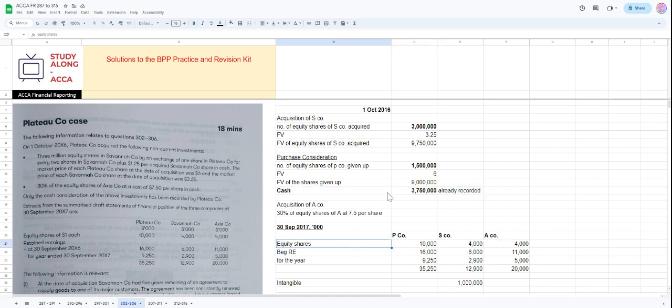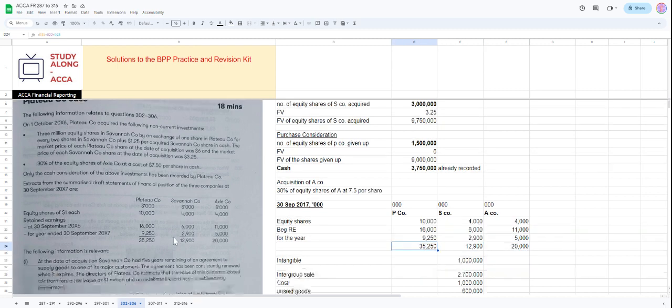So they have equity shares of 10,000. These numbers are in thousands, I believe. Yes, these numbers are in thousands. So they have this 10 million of equity shares, beginning retained earnings, and retained earnings for the year is this much. It is not ending retained earnings, because in the question you can read for the year ended 30th September 2017, it is this much. So these are the information already available.